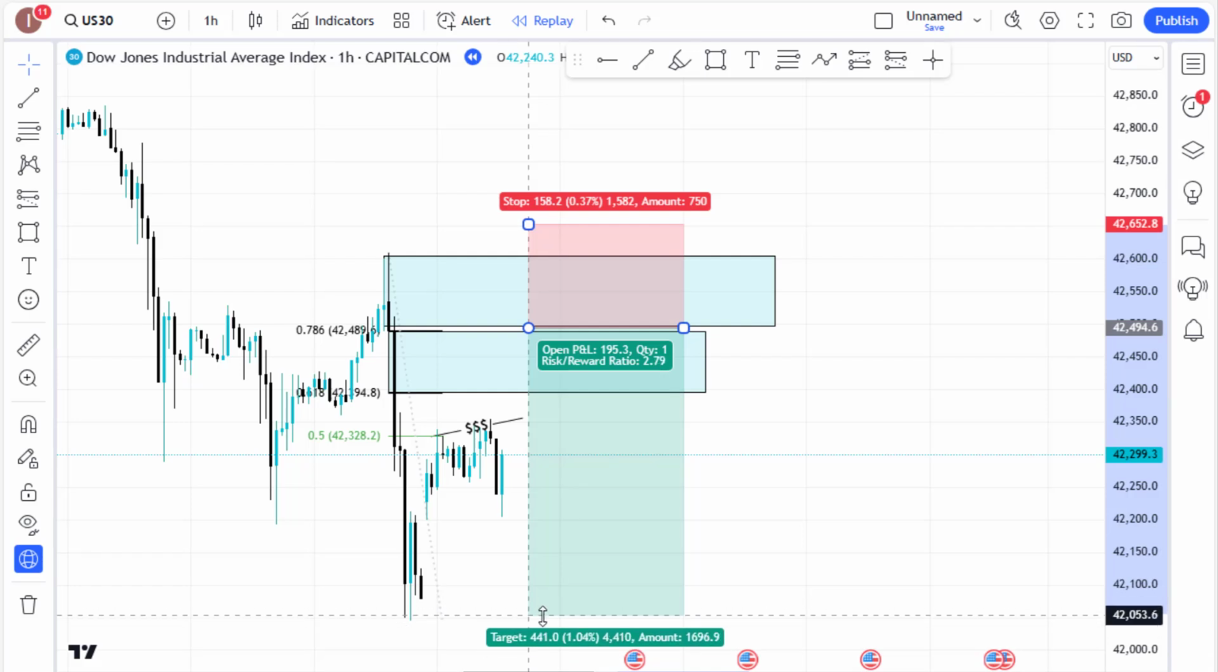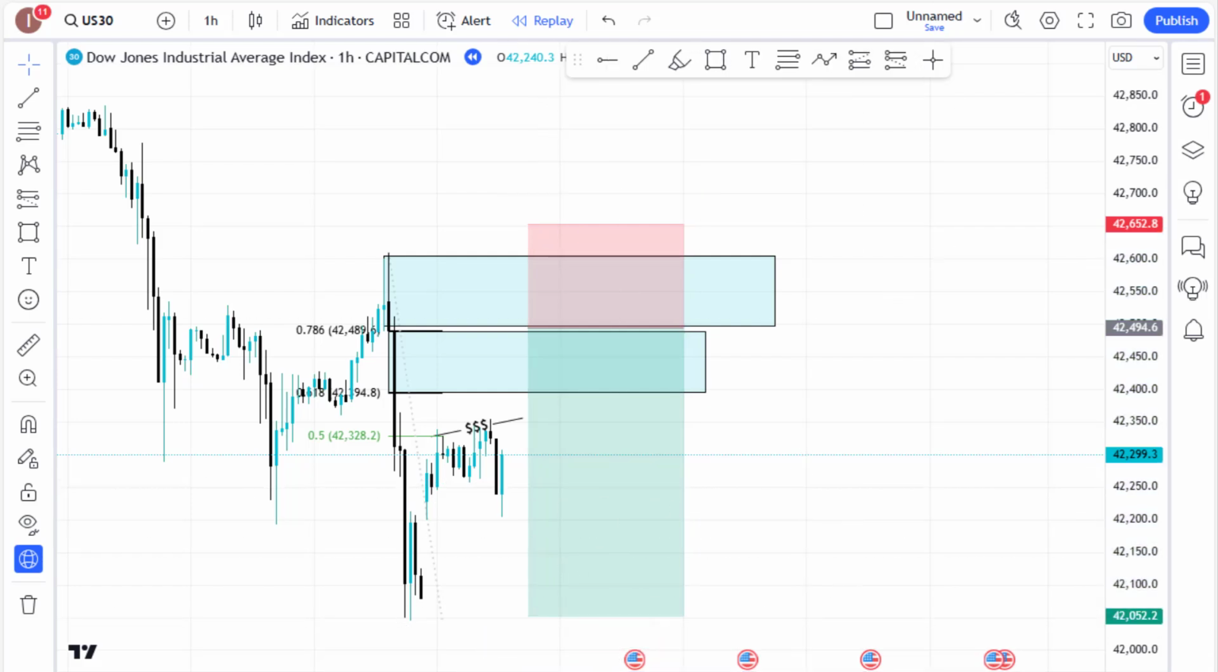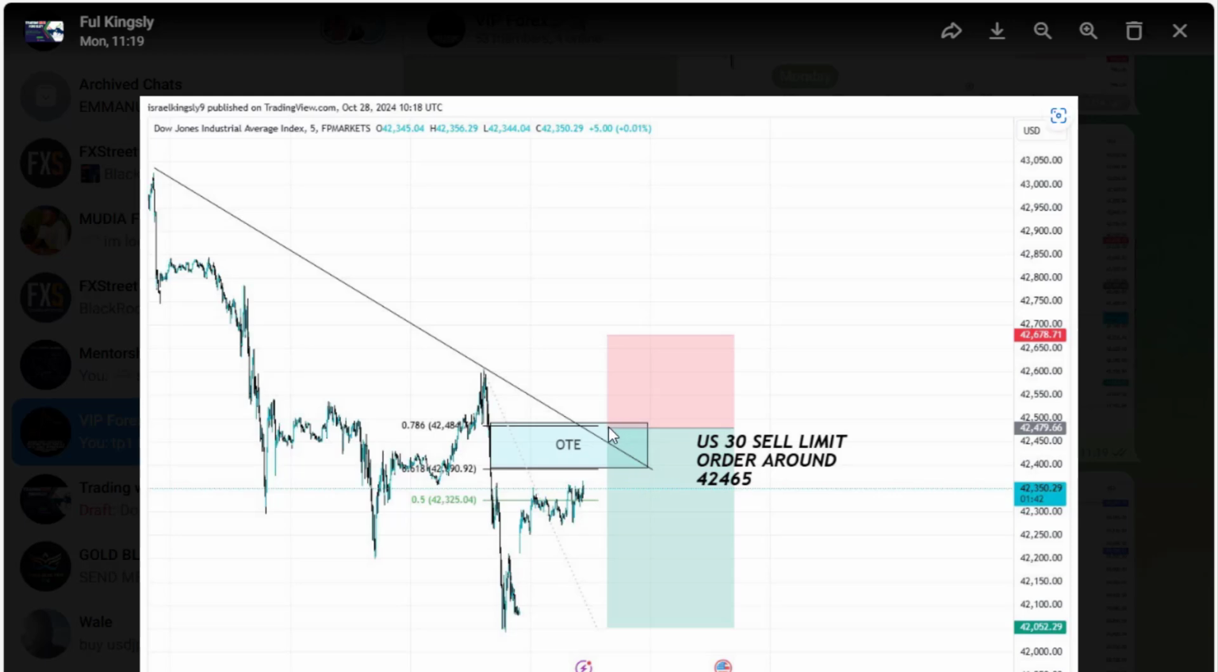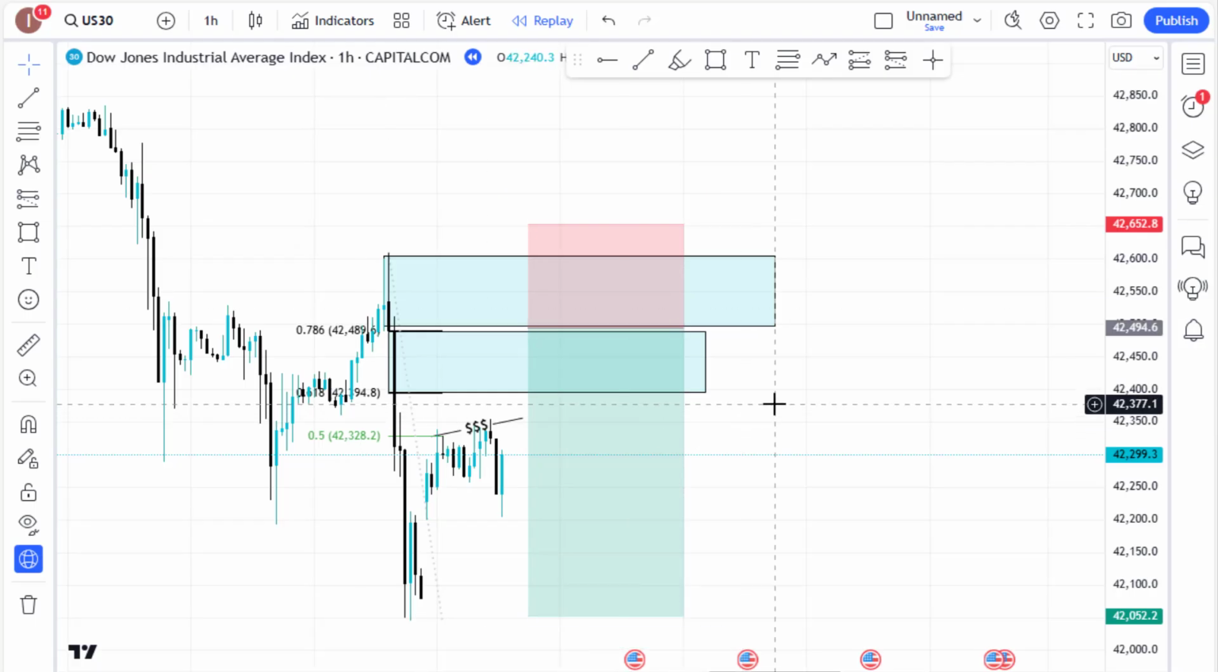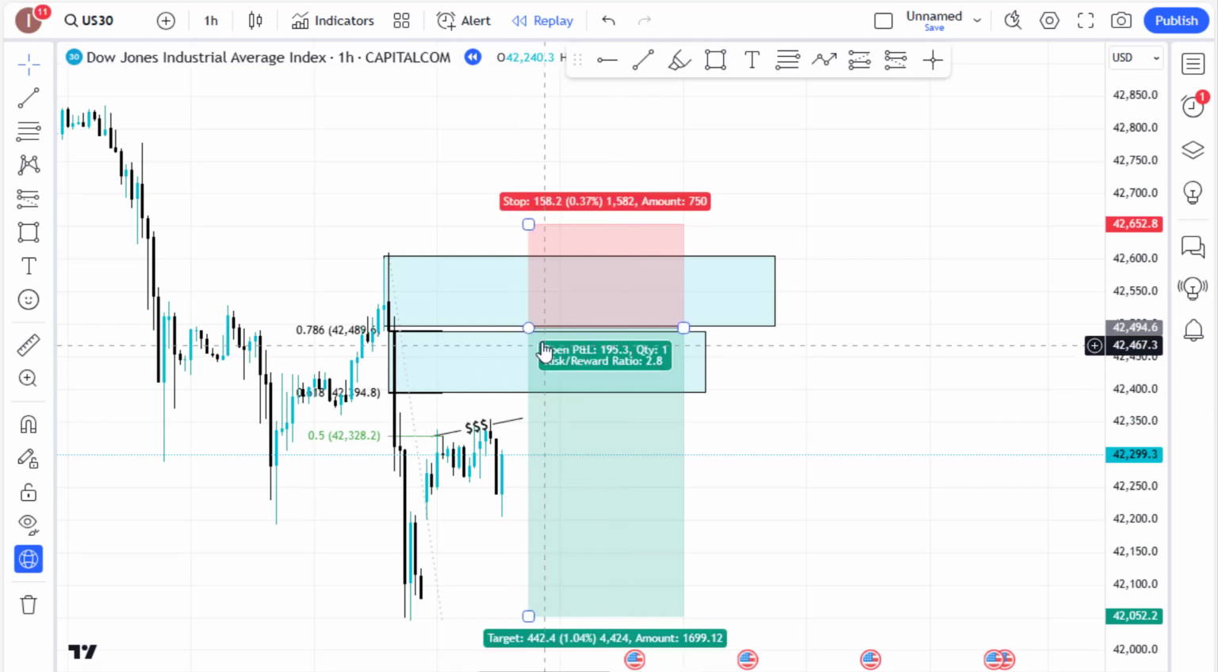And that is why I was able to give this sell limit order at US30, you can see around 4247, right? Now when I give this sell trade around this level, what I expect now is for price to mitigate, and then I don't have a huge stop loss.